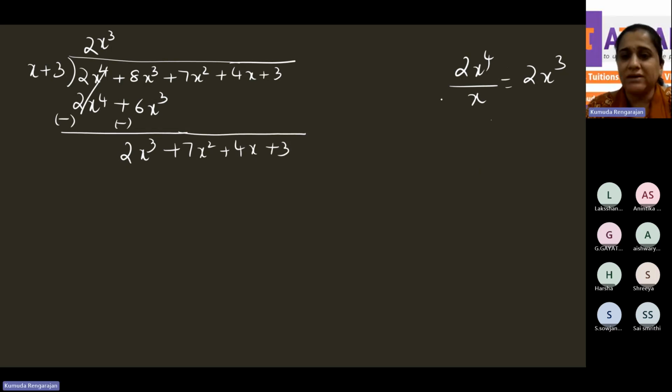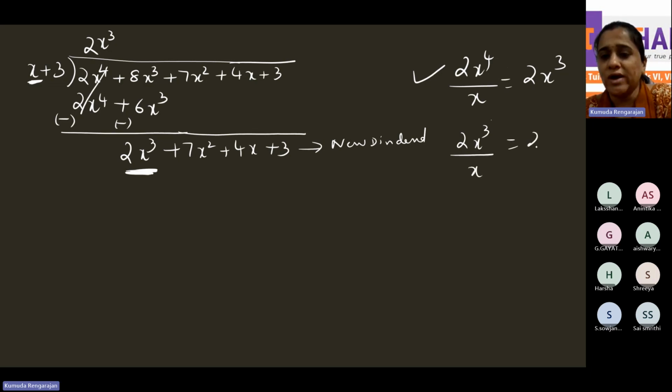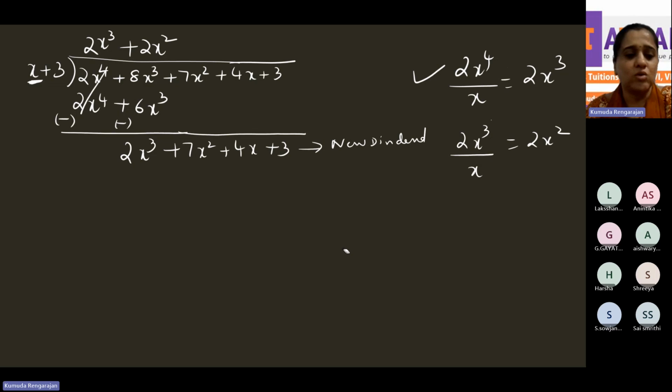All right. Now repeat this step. This is called the new dividend. Divide the first term of the new dividend by the first term of the divisor. Always you will divide by x. So 2x cubed divided by x is 2x squared. Place that in the quotient.